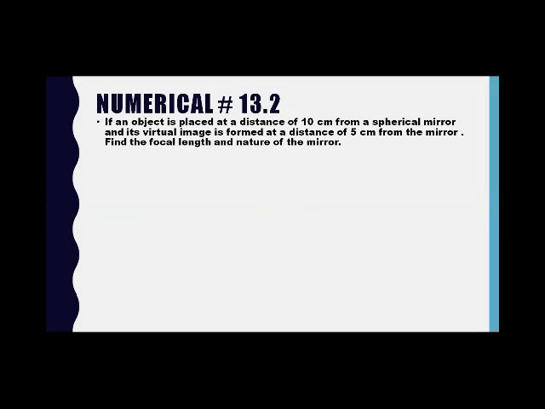So what is given in this numerical? The first one is the object distance. I told you in the previous numerical that object distance is represented by the small p. So here, object distance, represented by small p, is equal to how much? That is 10 centimeter.